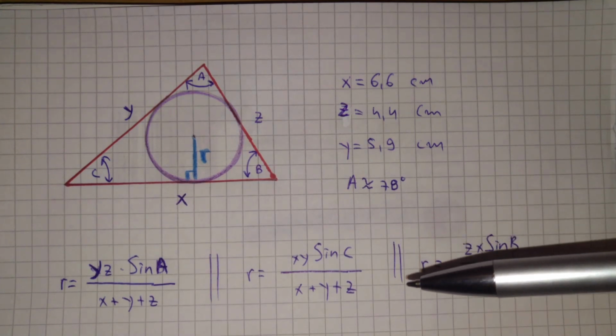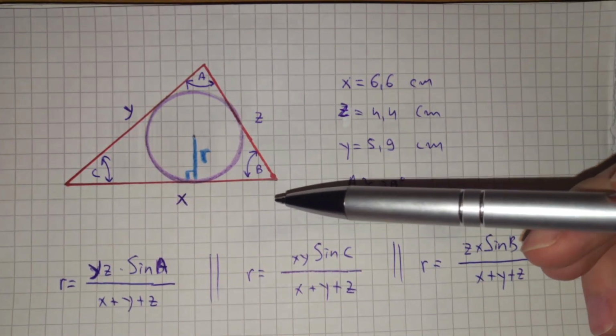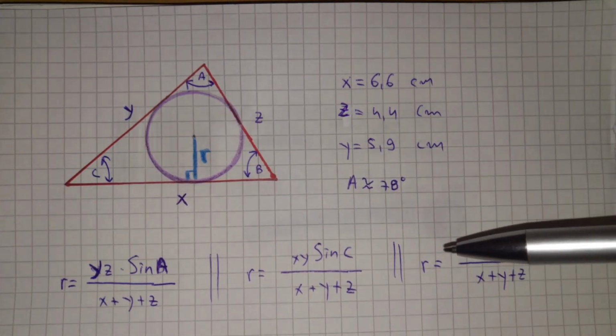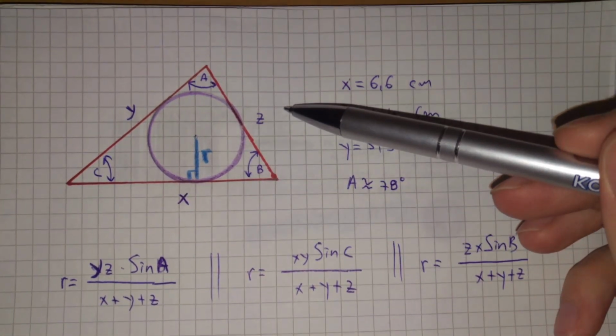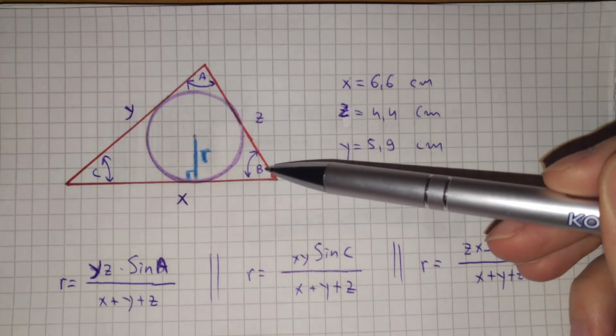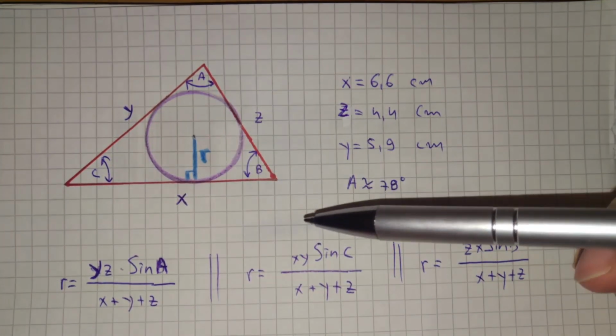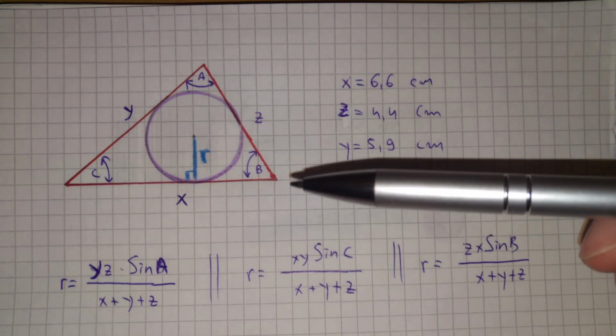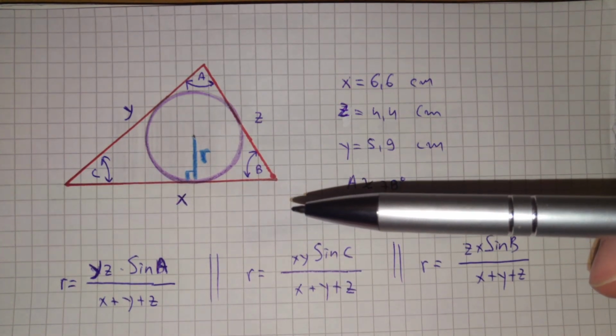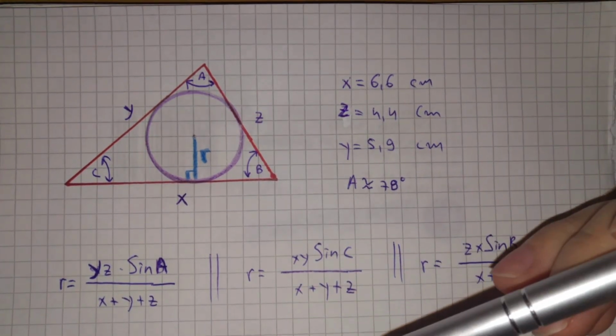The same strategy works if we know B. So the radius is going to be equal to x times z times sine of B, all of that divided by x plus y plus z. Now we are going to do some examples to show you that these formulas actually work.